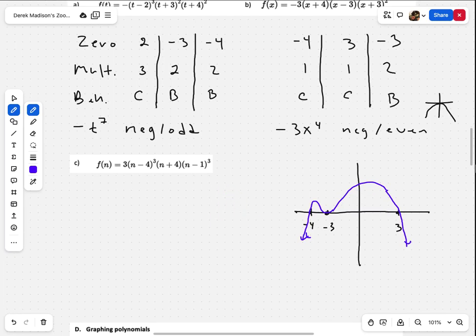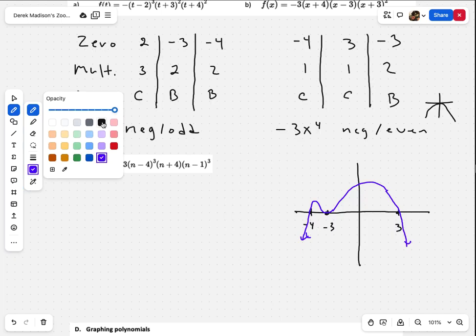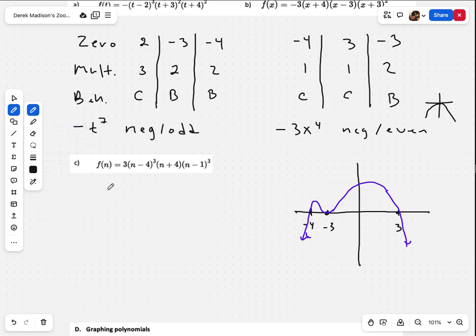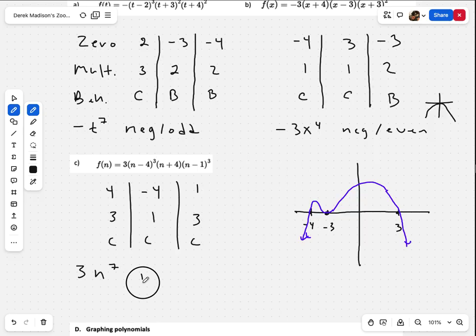This last one, same basic thing here. Change back. We have zeros at 4, negative 4, and 1. And let's see, this is going to be multiplicity 3, 1, and 3. And they're all going to cross because they're all odd. And this would be 3x to the 3, 4, 5, 6, 7. And so this one is positive odd.